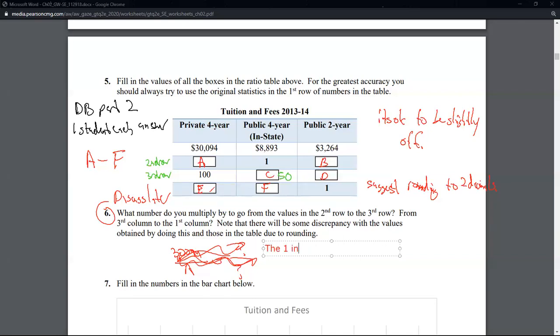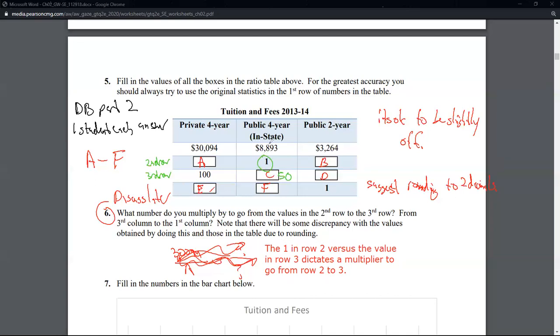So the 1 in row 2 versus the value in row 3 dictates a multiplier to go from row 2 to 3. It's all about the 1.